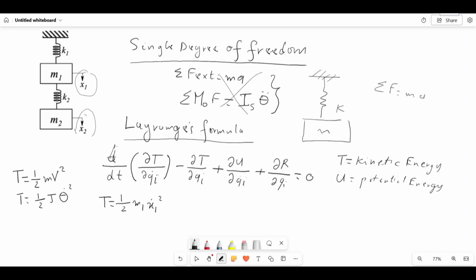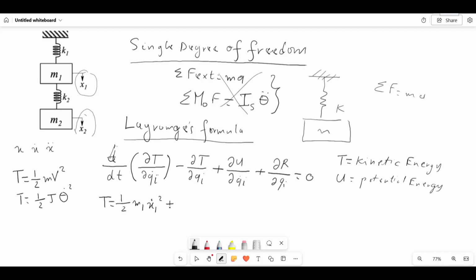In other words, in mathematics, displacement is x, velocity is x dot, and acceleration is x dot dot. That's the simple reason why we write velocity with x dot. So this is the kinetic energy of the first mass.